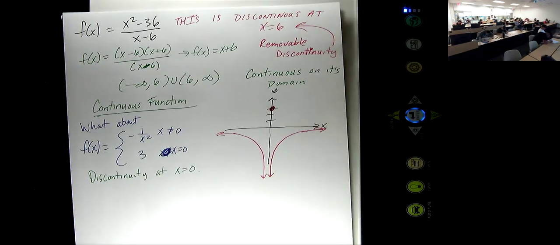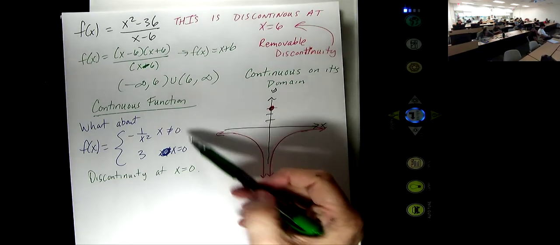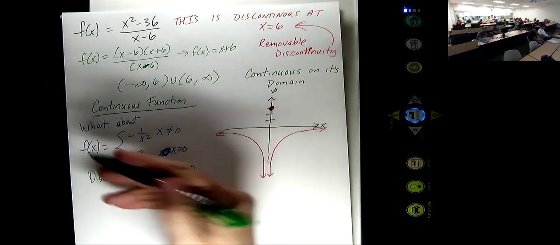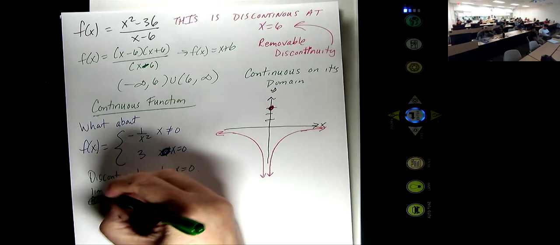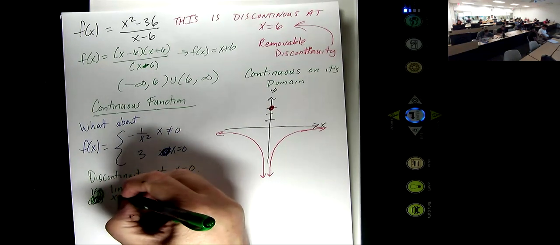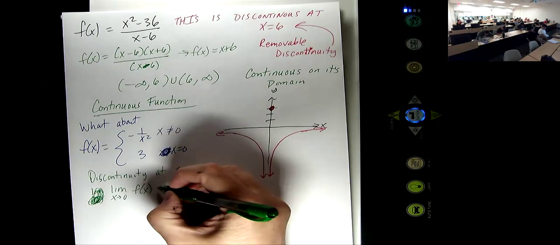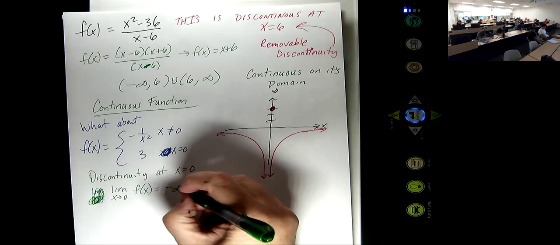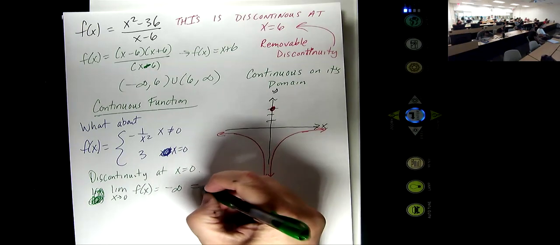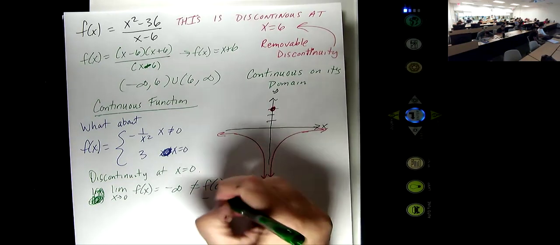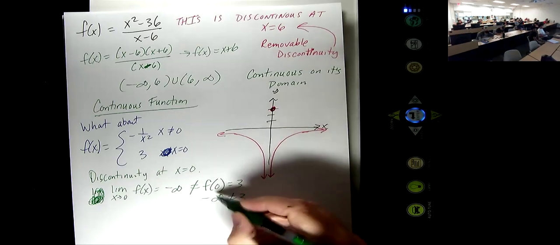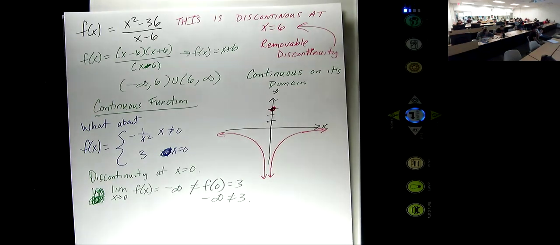If you're unsure about it and don't do the graph, another way of doing it is, okay, clearly if there is a problem, it's going to be around 0, so let's check the limit. Limit as x approaches 0 of f of x. It looks like it's going to negative infinity. But that does not equal f of 0, which is 3. Negative infinity does not equal 3. That was one of the rules for continuity, they had to be equal. So that's one way of showing it without a graph.